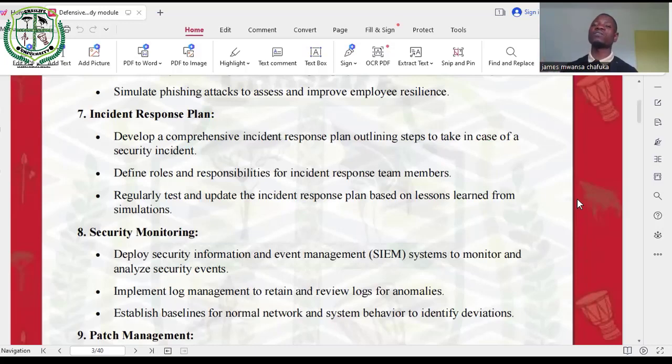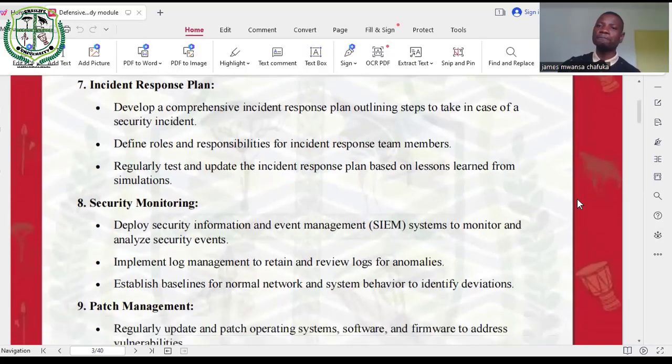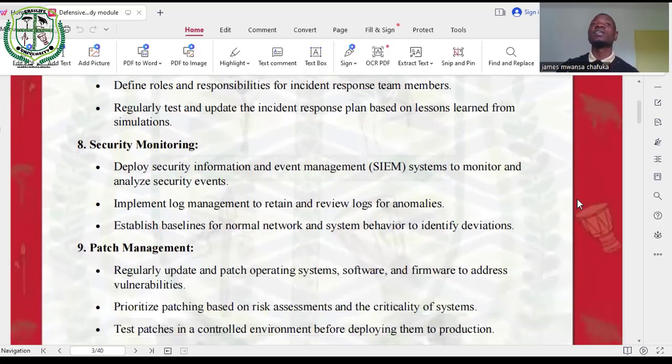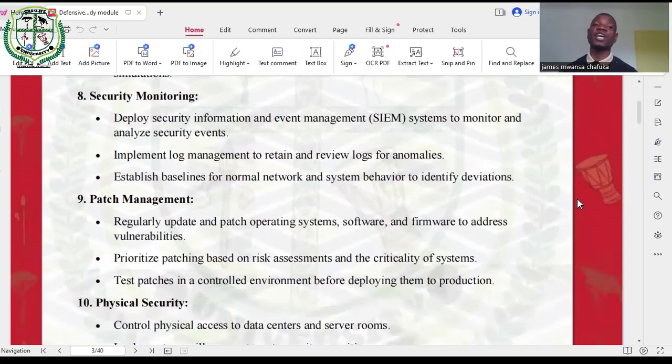So, okay, this step one says this is what you're supposed to do, and so on and so forth. It is very much important. And then there is also an aspect of defining roles and responsibilities for incident response team members. It's also important to be able to work in teams. And then there's also an aspect of regular tests and updates of the incident response plans based on lessons learned from the simulations.